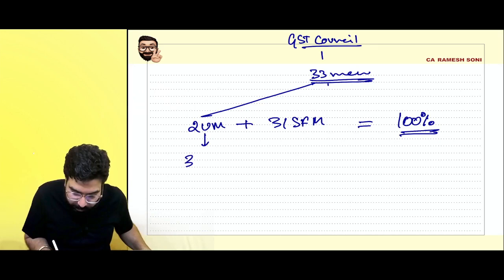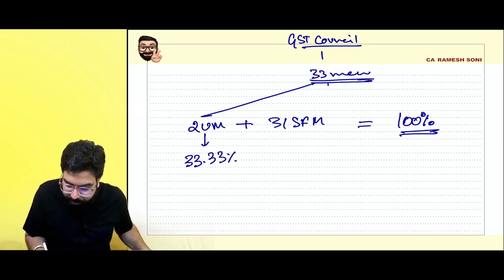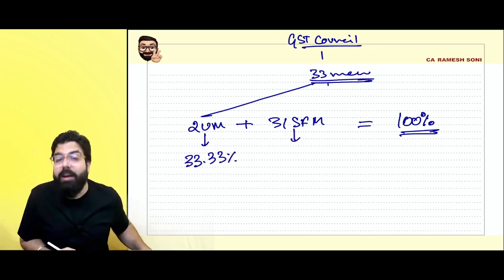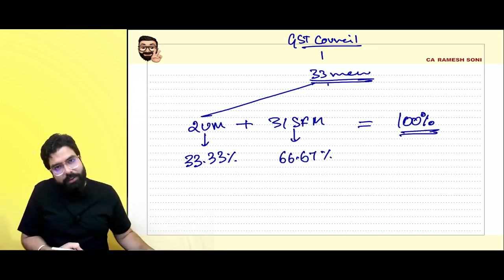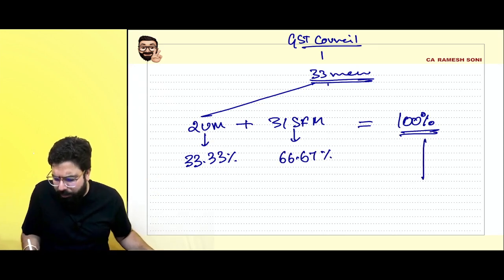One third means 33.33%. These 31 state finance ministers who are there, their votes' weight is 66.67%. Okay, sir, done. Sir, how will 75% majority be achieved?